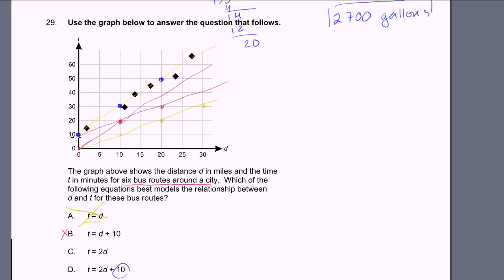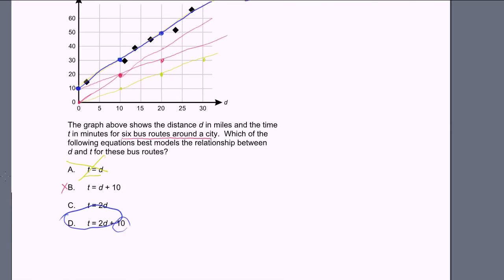So the line looks something like this. It will look like that, which is a pretty good fit of the curve. It's definitely the best out of the 4 choices. So I'll go with D. Next question. Let's see, are there any questions on this page? No. Next page.